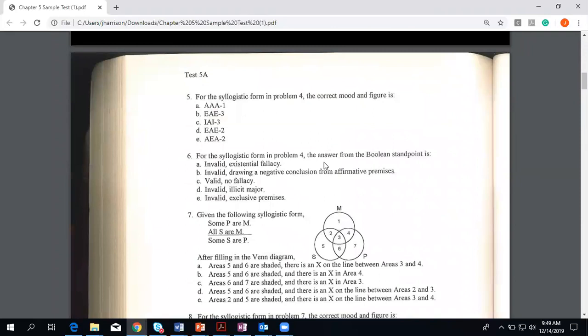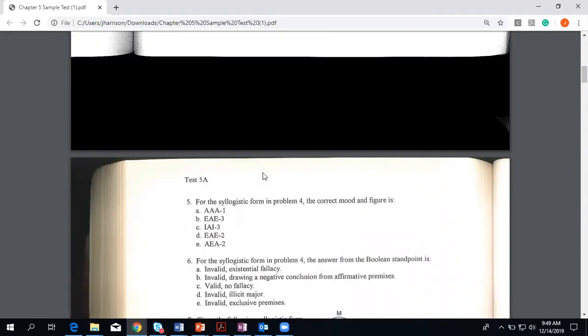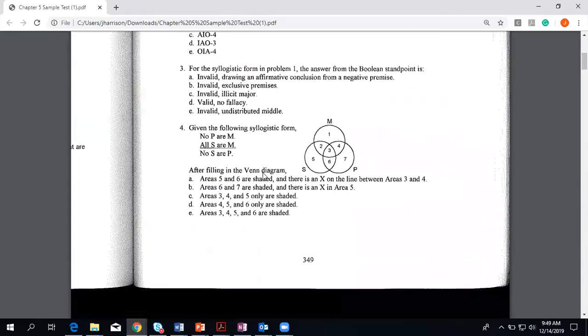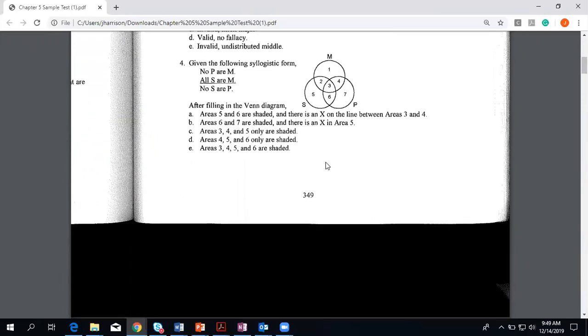Okay, let's see if this is valid. You can also use your rules to check for validity. So EAE2: if 3 and 4 are shaded and 5 and 6 are shaded, then is it true that no S are P? That is true because 3 and 6 would both be shaded. So that means there's no way an S could be a P. And so this is a valid form.